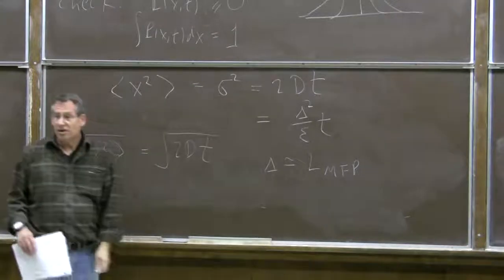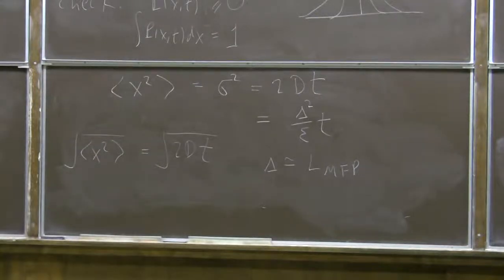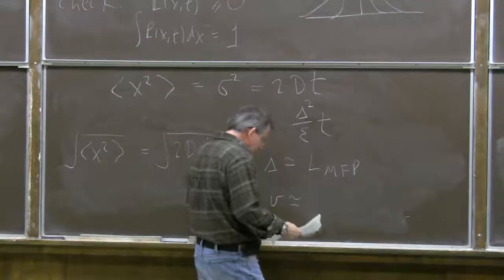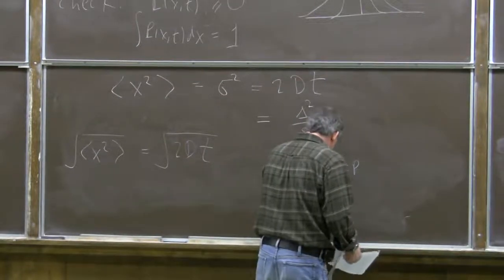How fast are the particles moving? Well, they hop either to the left or the right, a distance delta in time epsilon. So speed is delta over epsilon.